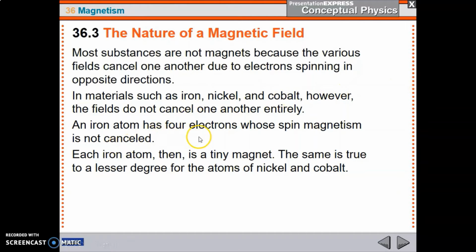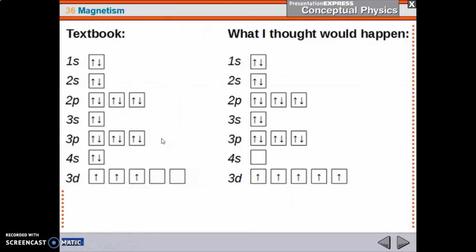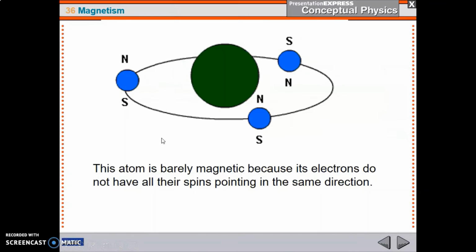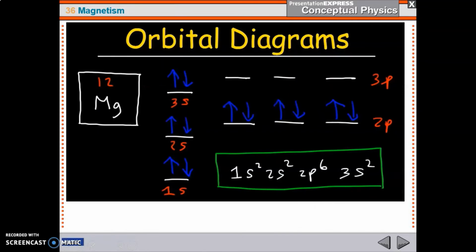So an iron atom has 4 electrons whose spin magnetisms are not canceled. That's where I go back to the beginning of this. All right. Do you remember that magnesium? Magnesium is element number 12, and you did this in chemistry.